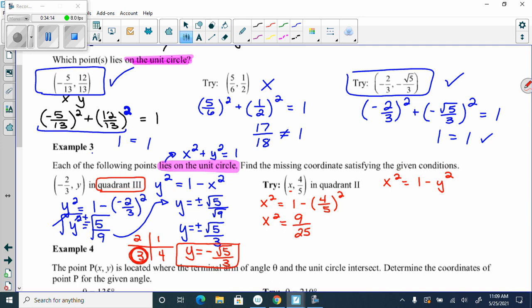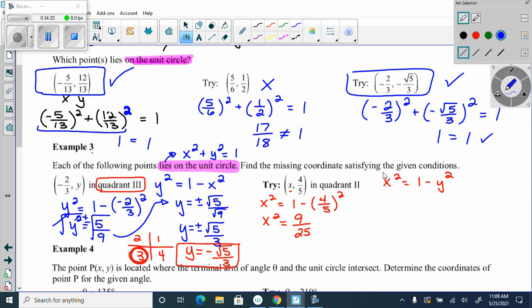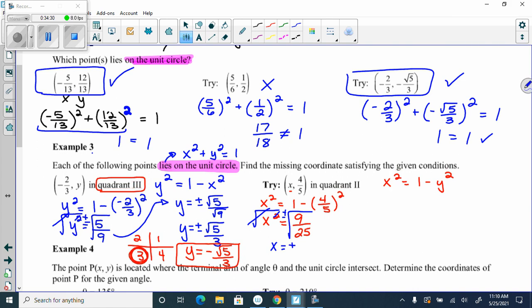And then what do we have to do? Square root. And when we square root, we have to make sure we take positive and negative. This one actually works out nicely, both of them. So we're going to get plus or minus. The square root of 9 is 3. The square root of 25 is 5. It actually works out nice because both of them are perfect squares. But we need to be in quadrant 2.